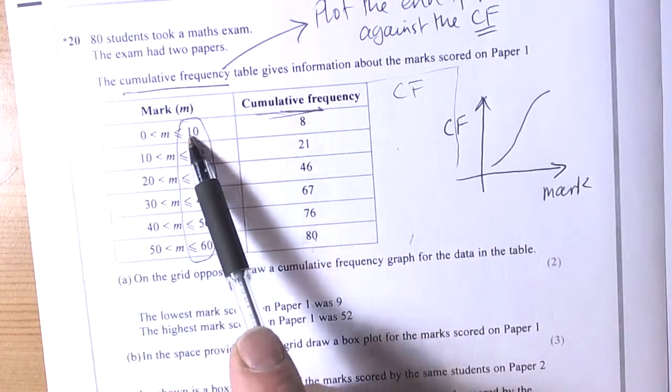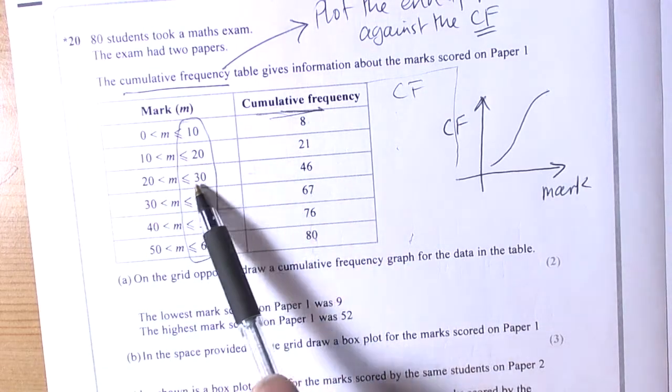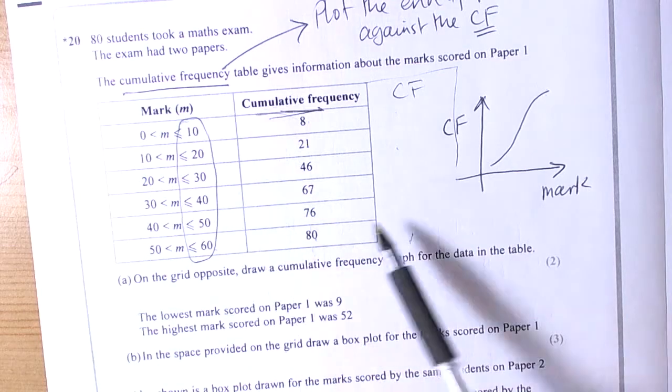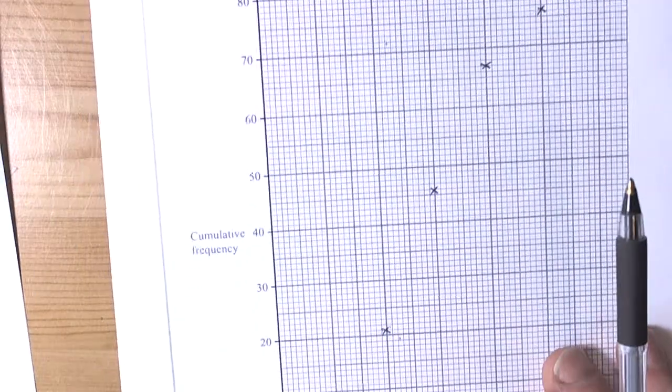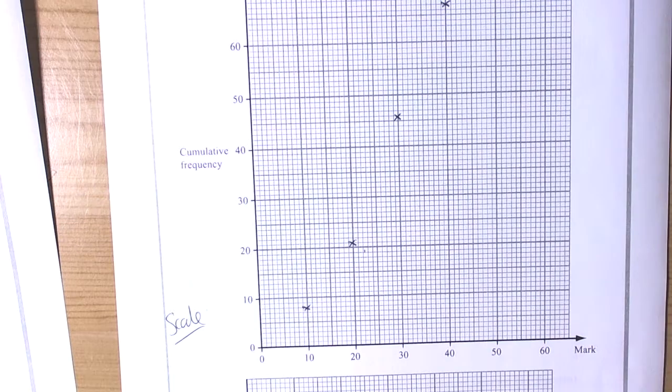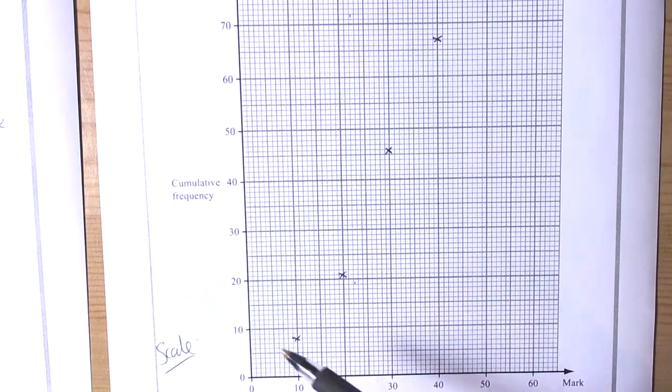So the plotting of it, then we're going to take each of these numbers, 10 against 8, 20 against 21, 30 against 46, 40 against 67, 50 against 76, and 60 against 80. And therefore we're going to plot them and end up with this kind of effect. So we'd end up with the plot points there.